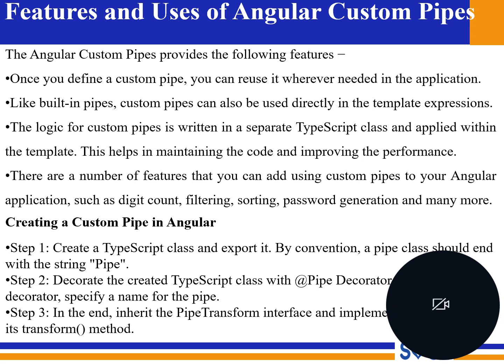So first, you have to create a custom pipe in Angular. The first step, you have to create a custom class and export it. By convention, a pipe class should end with the string Pipe. Decorate the created TypeScript class with the Pipe decorator, and specify the name for the pipe. In the end, inherit the PipeTransform interface and implement the transform method.